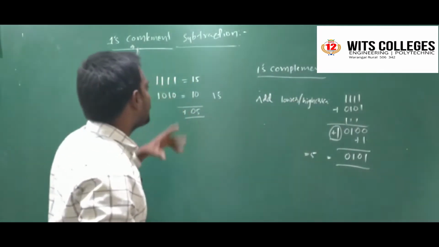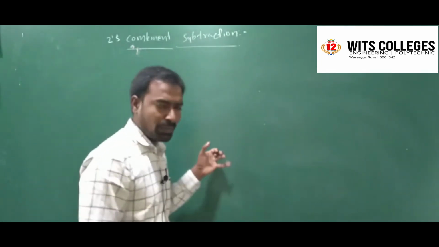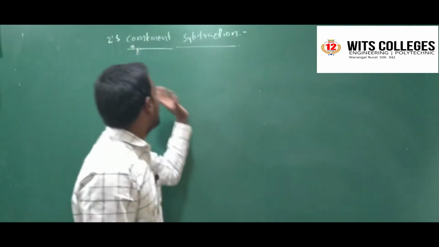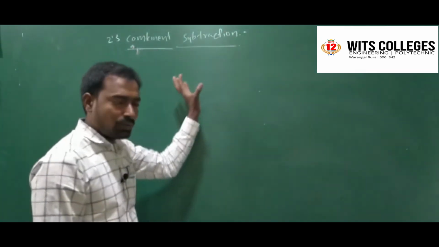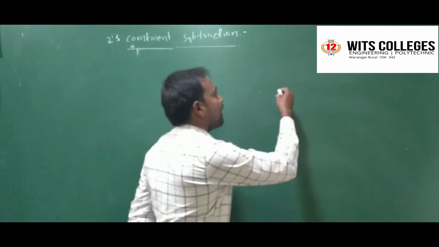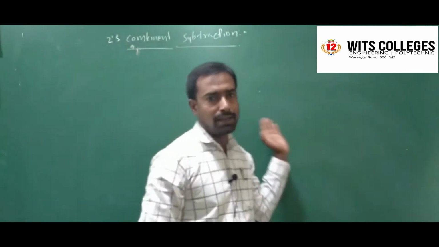And we have the twos complement. How will twos complement subtraction be done in binary? Here we have to perform the 2's complement. What is meant by 2's complement? Adding 1 to the 1's complement result is called 2's complement.